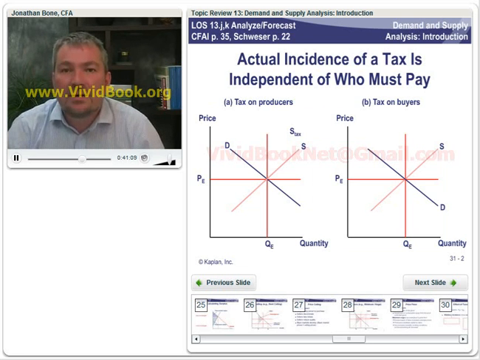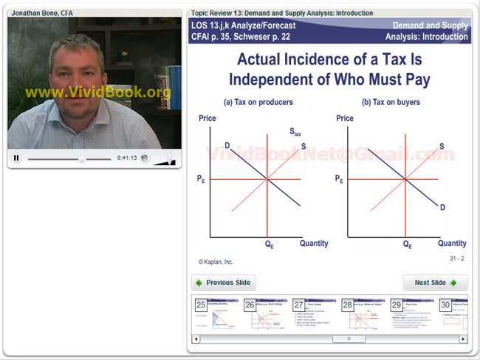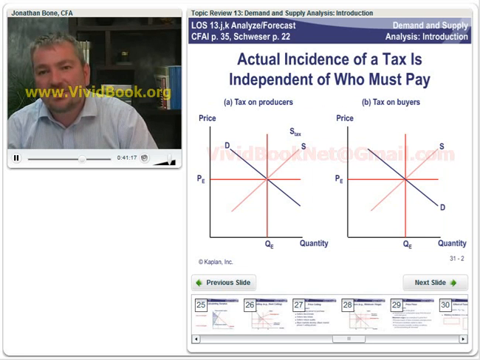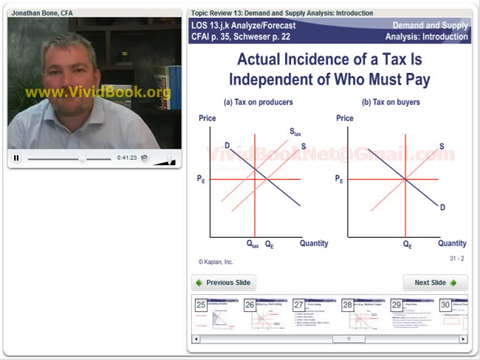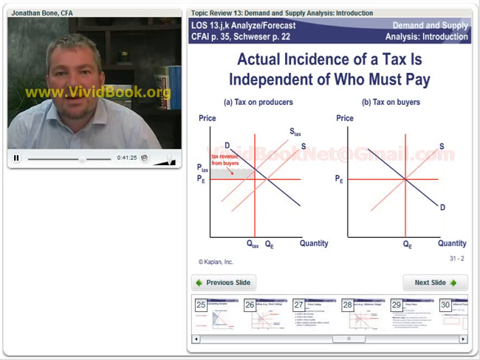Here we are in our markets in equilibrium without taxes, first of all. We're going to look at the tax on producers first. We're going to introduce a tax on producers. That's going to increase the cost of producing goods, and as a result, our supply curve shifts back. Notice then we get a lower equilibrium quantity, Q tax, and we pay a higher price. And notice we've got our deadweight loss in there as well.